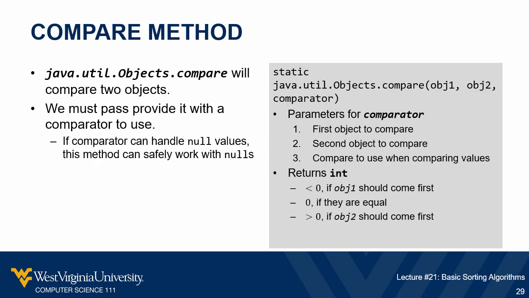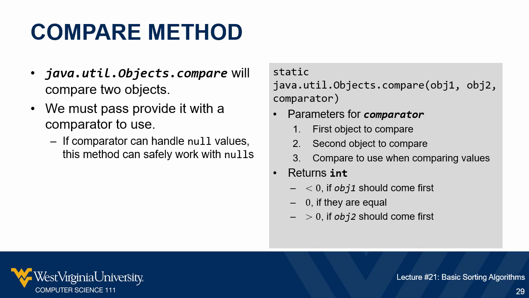Once we have our comparator object, we need to actually pass that to another method to be able to compare things. The method that we're going to pass it to is a static method in the java.util.Objects class called compare. This method takes 3 parameters. The first 2 are going to be the objects that we're trying to compare, and the third is going to be our comparator. This method basically works like compareTo, except that, because of the way it's set up, it is not going to throw a null pointer exception if we have a null value.